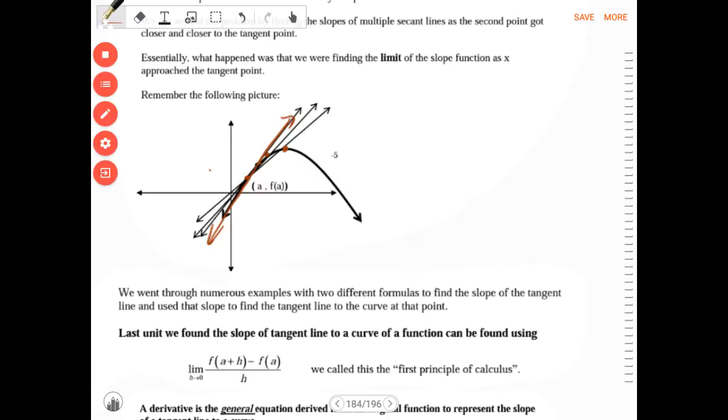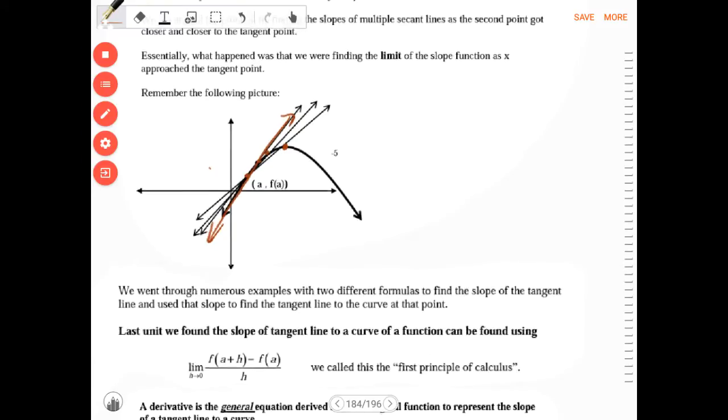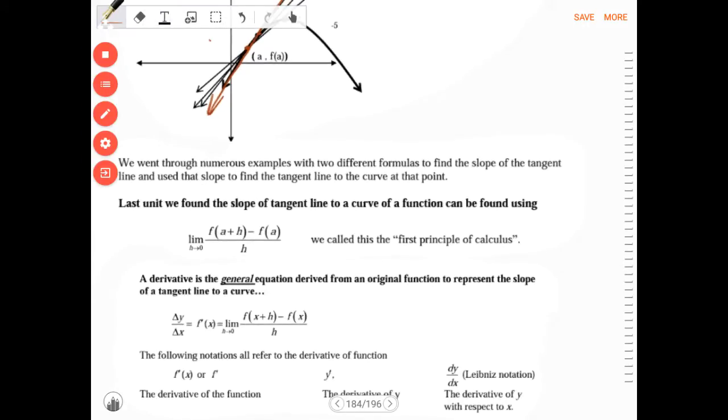Now, remember we went through tons of examples. We used two different formulas to find this, and we started out with this one: the limit as h approaches 0 of f of a plus h minus f of a, and we called that the first principle of calculus. It was still finding limits, but that's all right. Now, what we didn't tell you last unit is that's really the derivative.